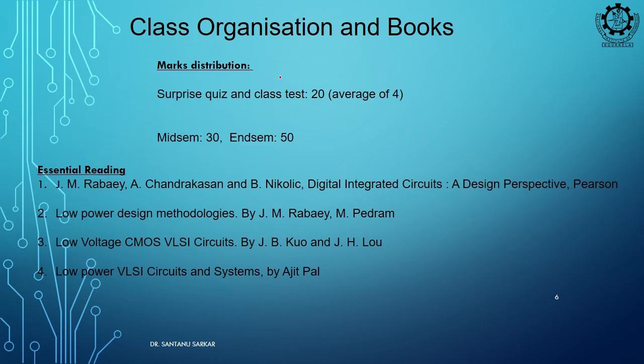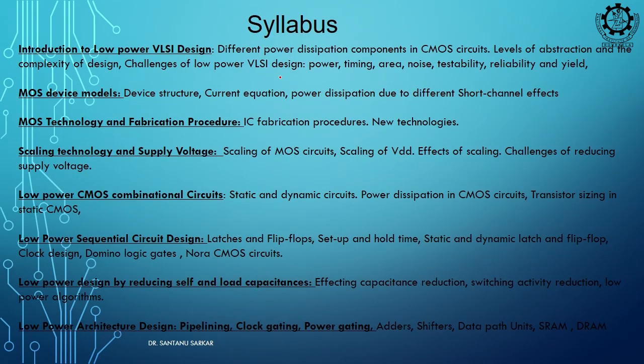About the organization, we will have the structure of 20 plus 30 plus 50, as you all know. 20 will be the average of your class tests or assignments, 30 will be mid sem, and 50 will be end sem. The same books are listed here in a different order, but those are the books that we will follow. This is roughly our syllabus.